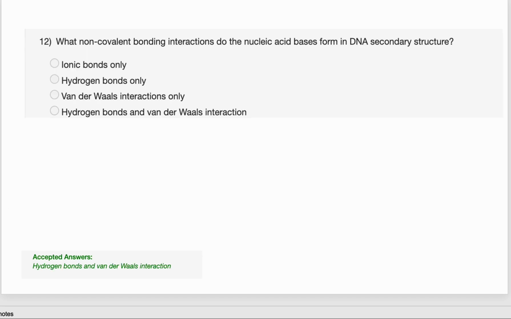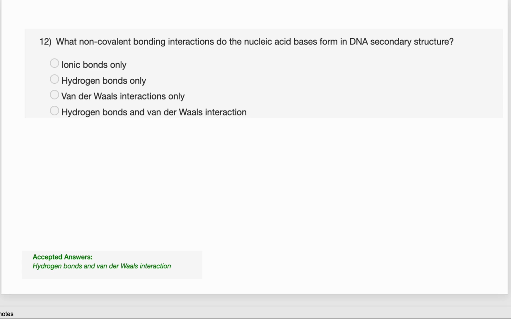So yeah, the last question is: what non-covalent bonding interaction do the nucleic acid bases form in DNA secondary structure? The options are: ionic bonds only, hydrogen bonds only, van der Waal interaction only, and lastly, hydrogen bonds and van der Waal interactions.